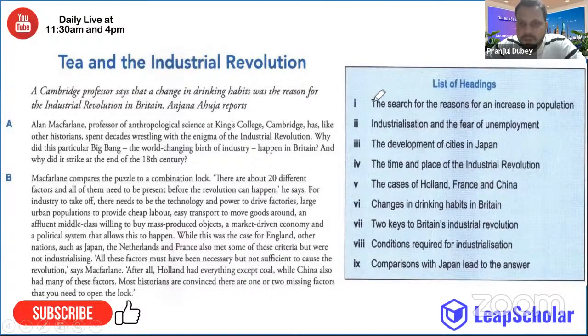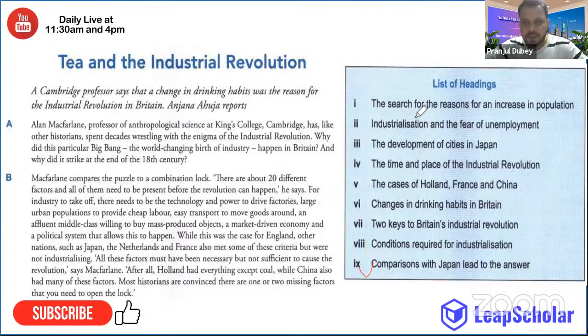First things first, just give a view to the headings, because you will be reading them again and again with the paragraphs. For all those who feel that this is a tough section, understand the tricks which I'm giving you. First go through the headings, please. Take your time, go through the headings.